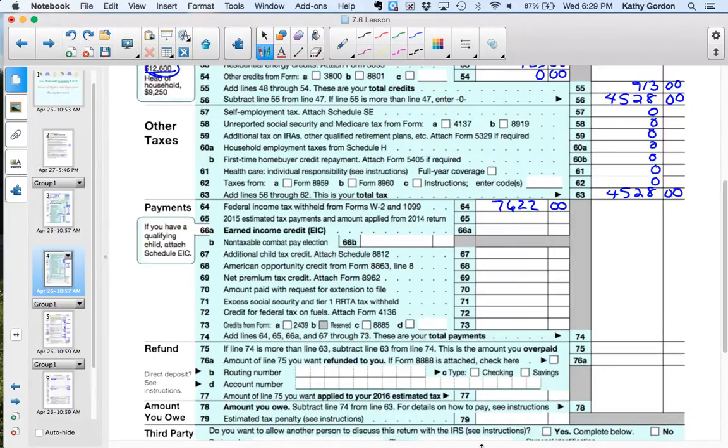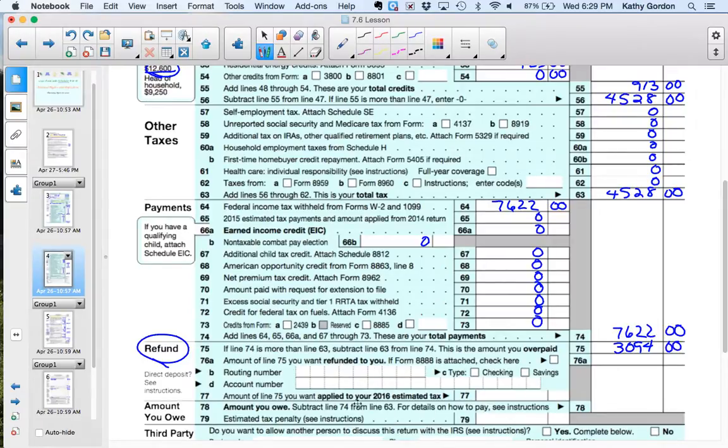Okay. Again, as you look through the rest of these items listed here, we have no information about any of those. So we'll make all of those 0. So our total payment is going to be $7,622. And then since 74 is a bigger number than 63 is, we are going to get a refund. So we subtract 4,528 from 7,622, and we end up with $3,094 for a refund.